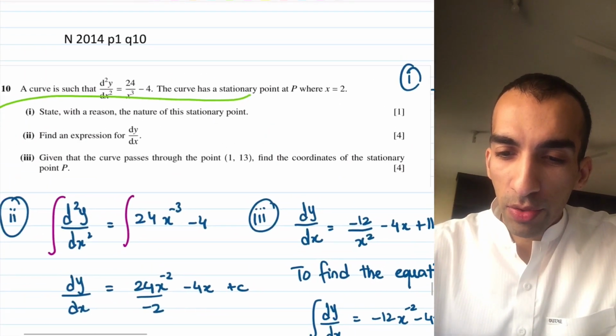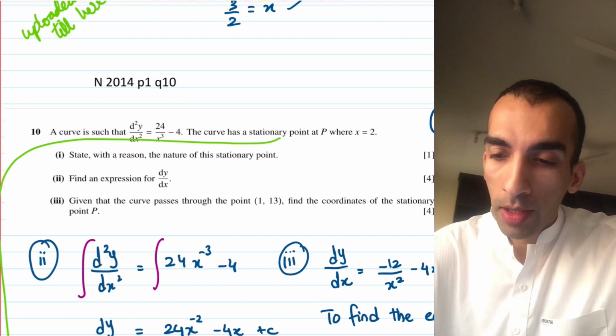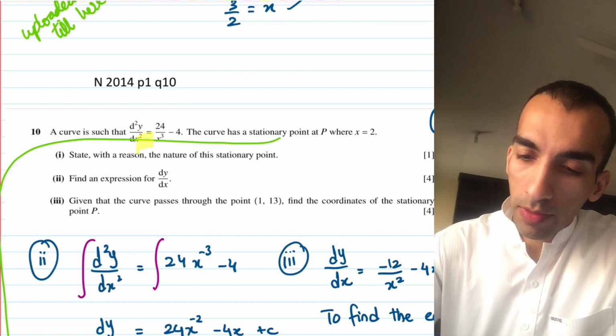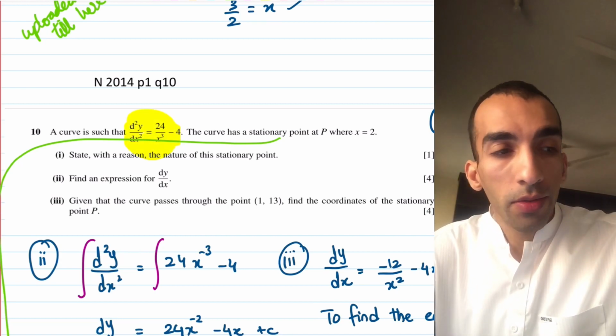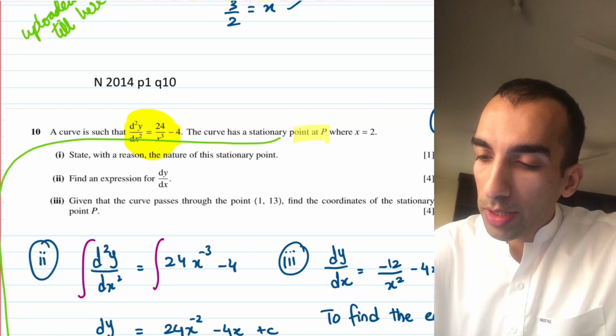A-level math 9709. This is November 2014 P1 question number 10. A curve is such that the double derivative of this curve is given. So we don't have the first derivative, we don't have the original equation. The curve has a stationary point at P.